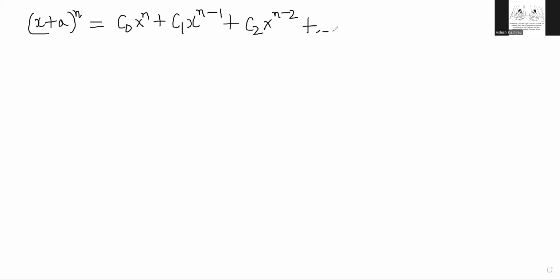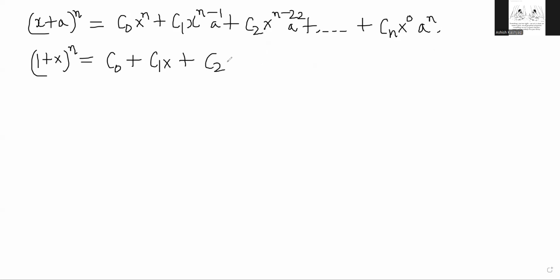Okay. Now we are going to look at some standard results on binomial coefficients. If (x plus a) power n is my binomial series, it was written as C0 x power n plus C1 x power n minus 1 a plus C2 x power n minus 2 a square and so on till Cn x power 0 a power n, right? So this was my series. Now, if I use the expansion (1 plus x) power n, the series will be even simpler. It will be C0 plus C1 x plus C2 x square and C3 x cube till Cn x power n.